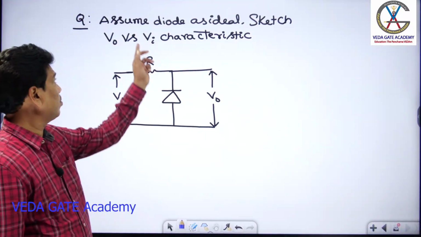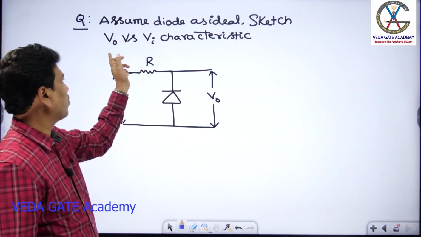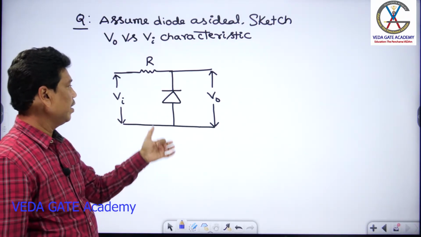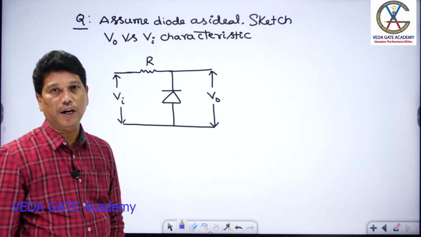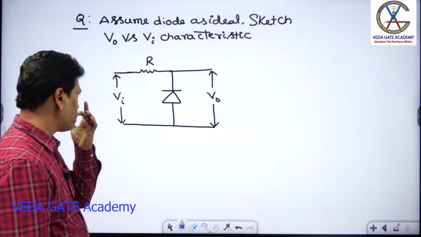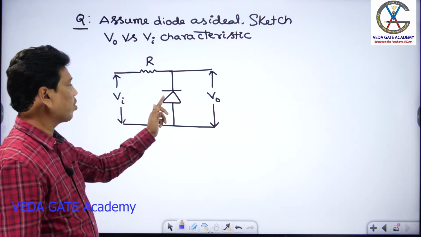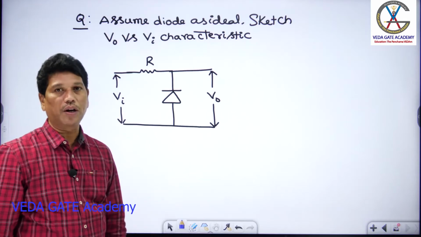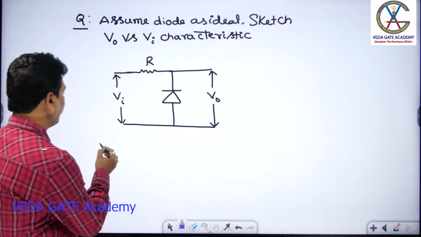So next question, you check out. Assume the diode is ideal. Sketch the V0 versus VA characteristic of the diode. So you consider that the diode is ideal. He is asking for the V0 versus VA characteristic graph, which is the transfer characteristic of a diode. So now you can check out: for VA greater than 0 and for VA less than 0, you test the output and then draw the transfer characteristic graph.